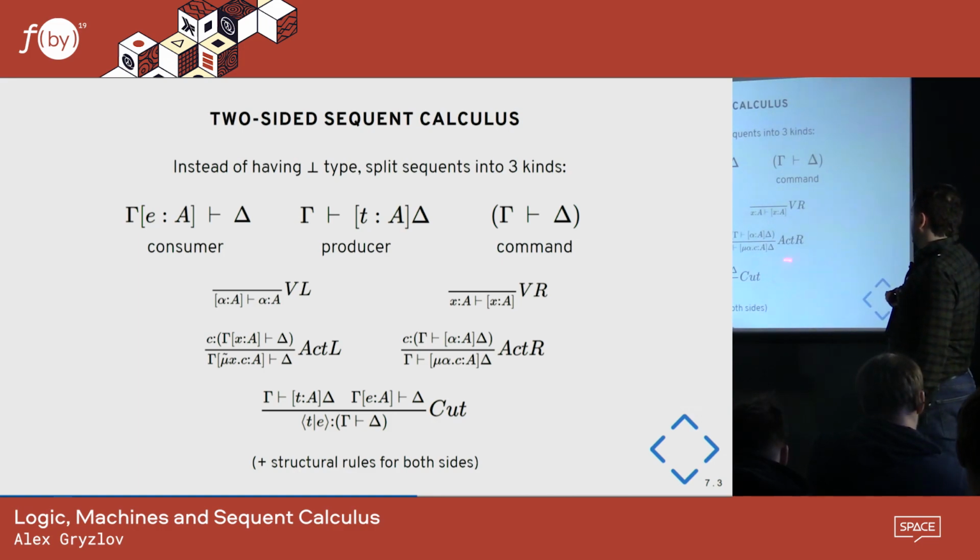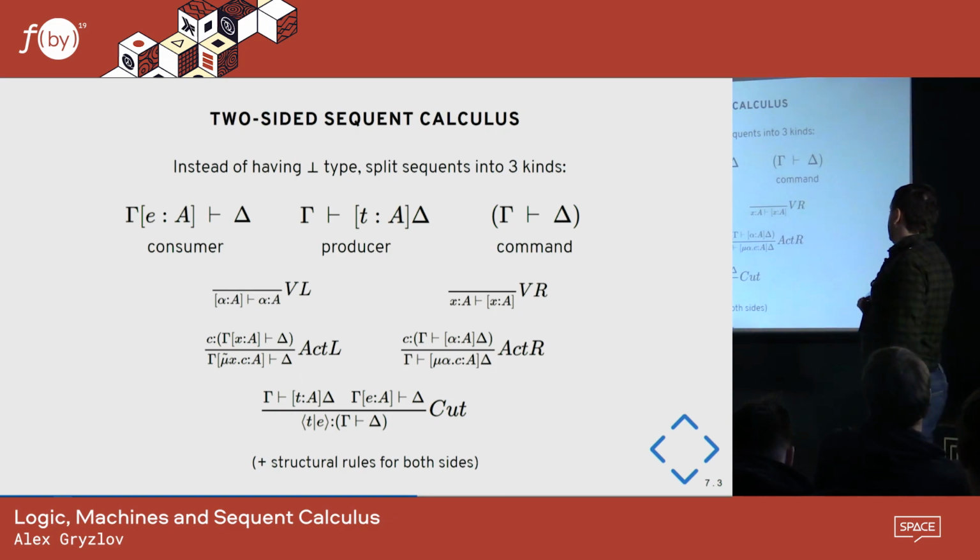And then you have these five rules. You can introduce a variable on the left, a variable on the right. You can activate a command. If you have a command which has at least one focused thing, you pull it out and make it back into, in this case, a consumer. And you can activate on the right. So you can take a computation and pull the continuation out of it. And then you have a cut.